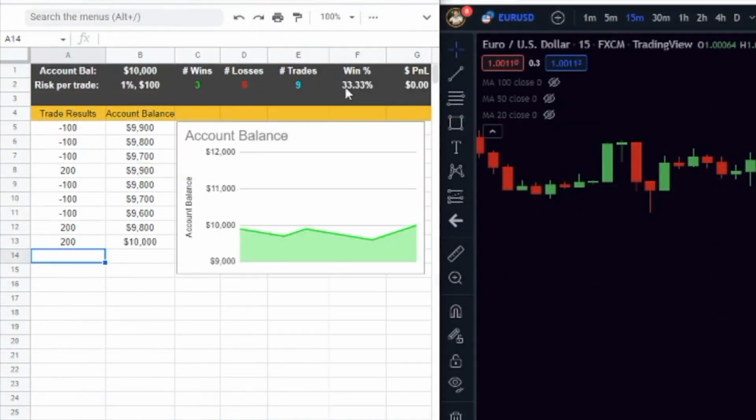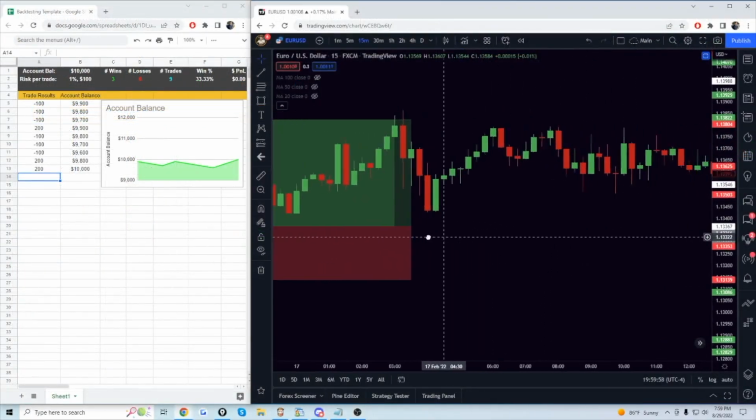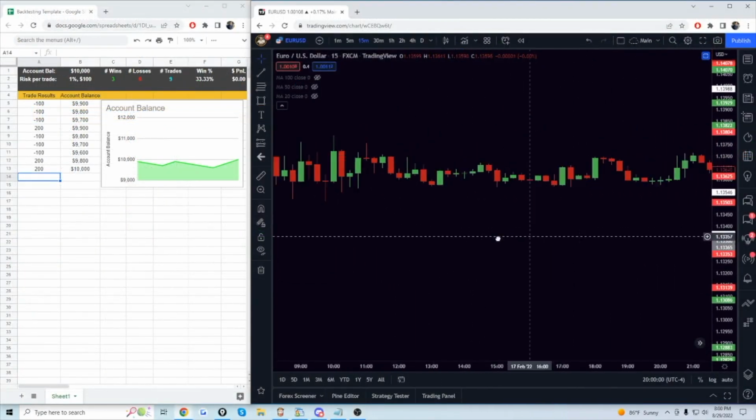So let's see how we're at. So we are currently sitting on 33% win rate. If we zoom in over here, we've got 3 wins, 6 losses, a total of 9 trades, and we are just back to break even after all of that. We're battling uphill, it seems. Okay, we're going to zoom out.